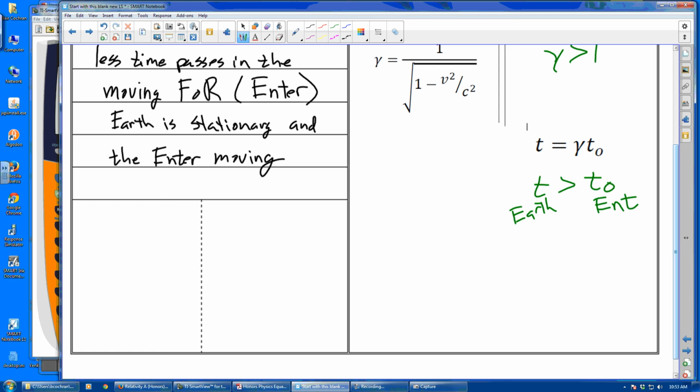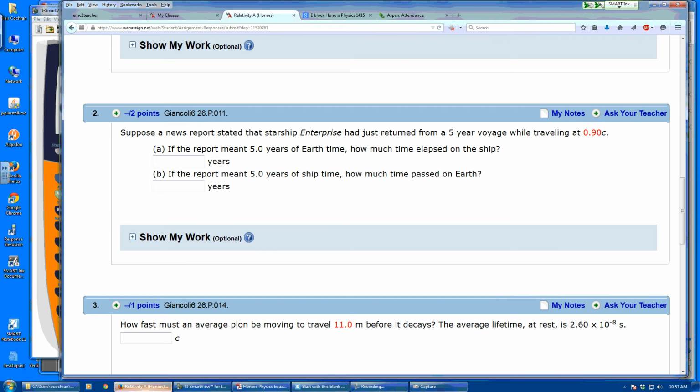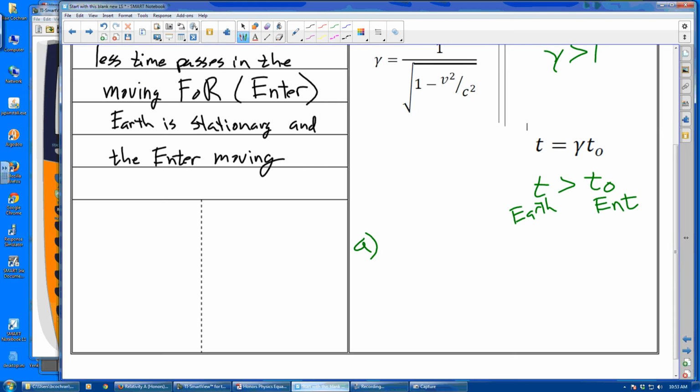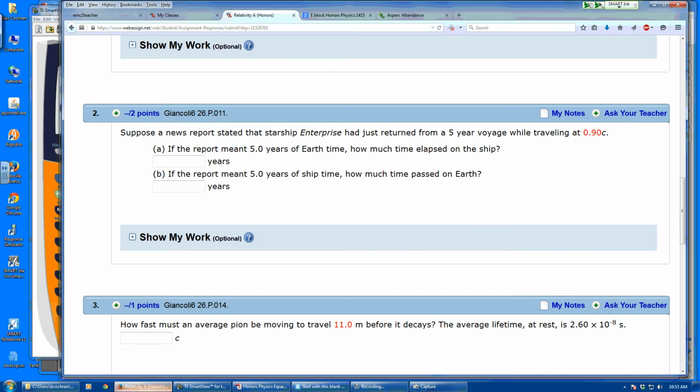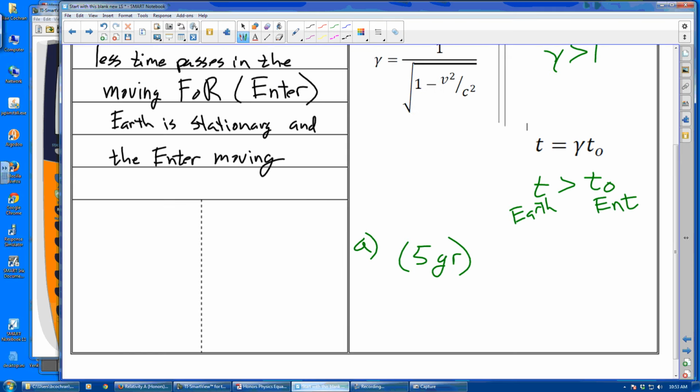So, I'm going to do part A, which says, if the report meant 5 years of Earth time, how much time elapsed on the ship? So 5 years of Earth time, that means the T is 5 years. I think they want the answer in years, right? Yeah. So I can leave it in years.